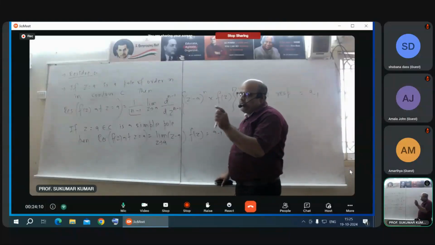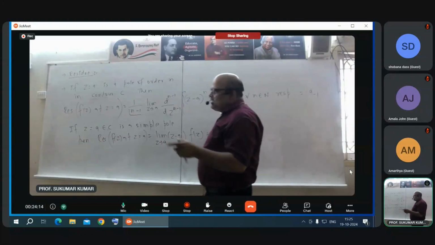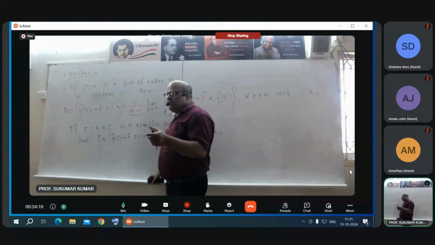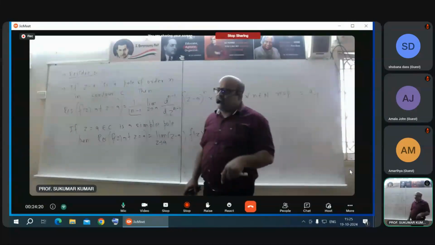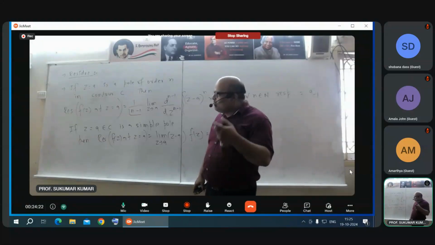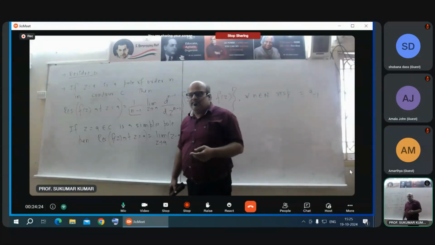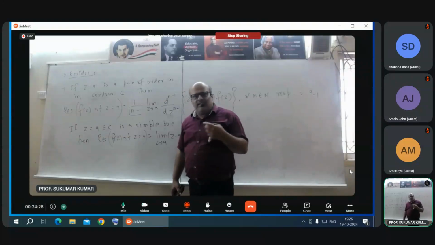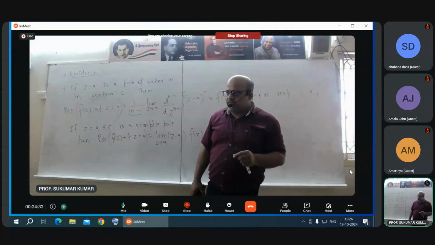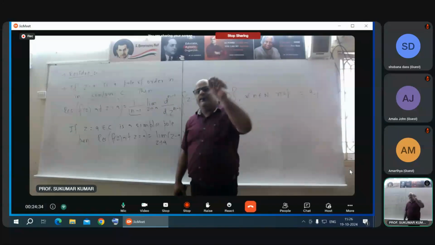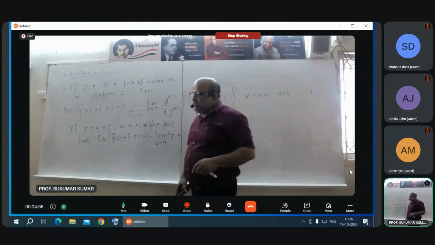Residue we are going to use for integral value. Just now I gave the definition: integration of f(z) dz is equal to 2 pi i into the residue of f(z) at z equal to a. But sometimes you will see that more than one singular point is there. Anyhow, one singular point or two or anything, we have to find the residue for every singular point separately. But how to find the integral value? That also we will see after that question.